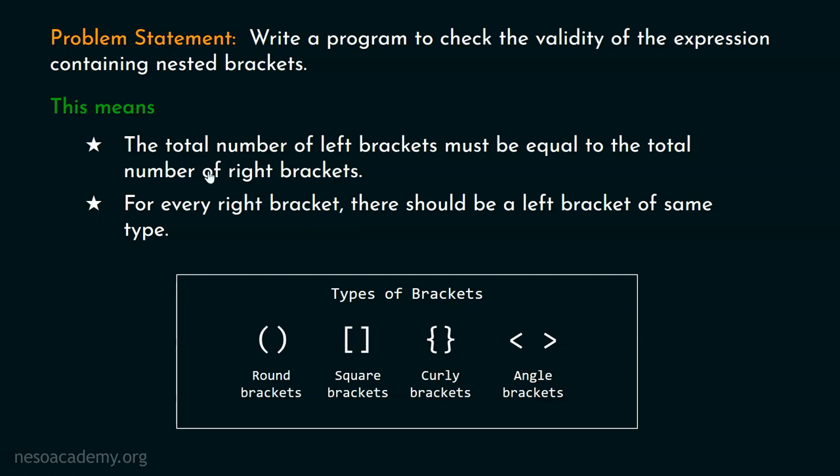This means that we must check whether the total number of left brackets are equal to the total number of right brackets or not. Along with this, we must also check that for every right bracket there should be a left bracket of same type. Now let's see some examples of some invalid and valid expressions.